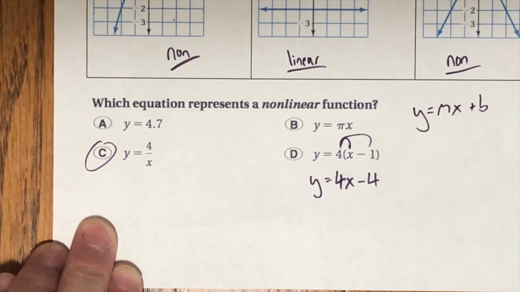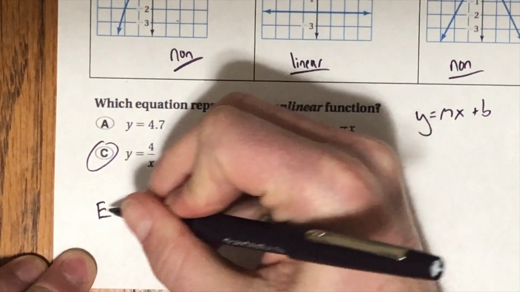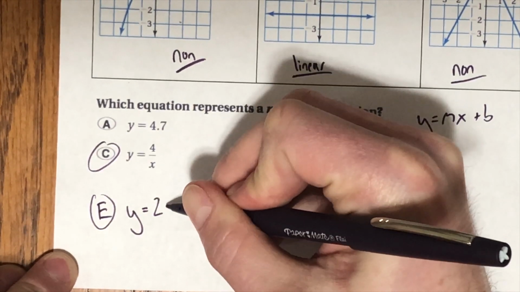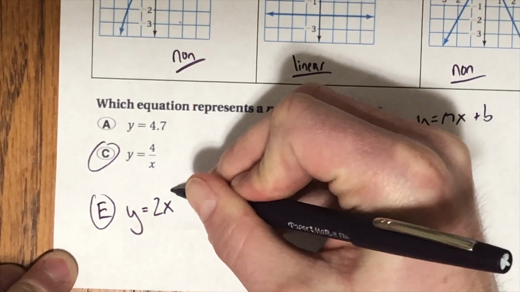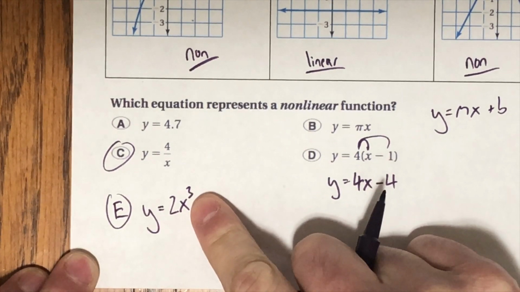Here's another way to spot nonlinear. If you see an exponent, we could pretend we have an equation that looks like y equals, I don't know, how about 2x to the 3rd power? If you have an exponent like so, then it would be nonlinear.